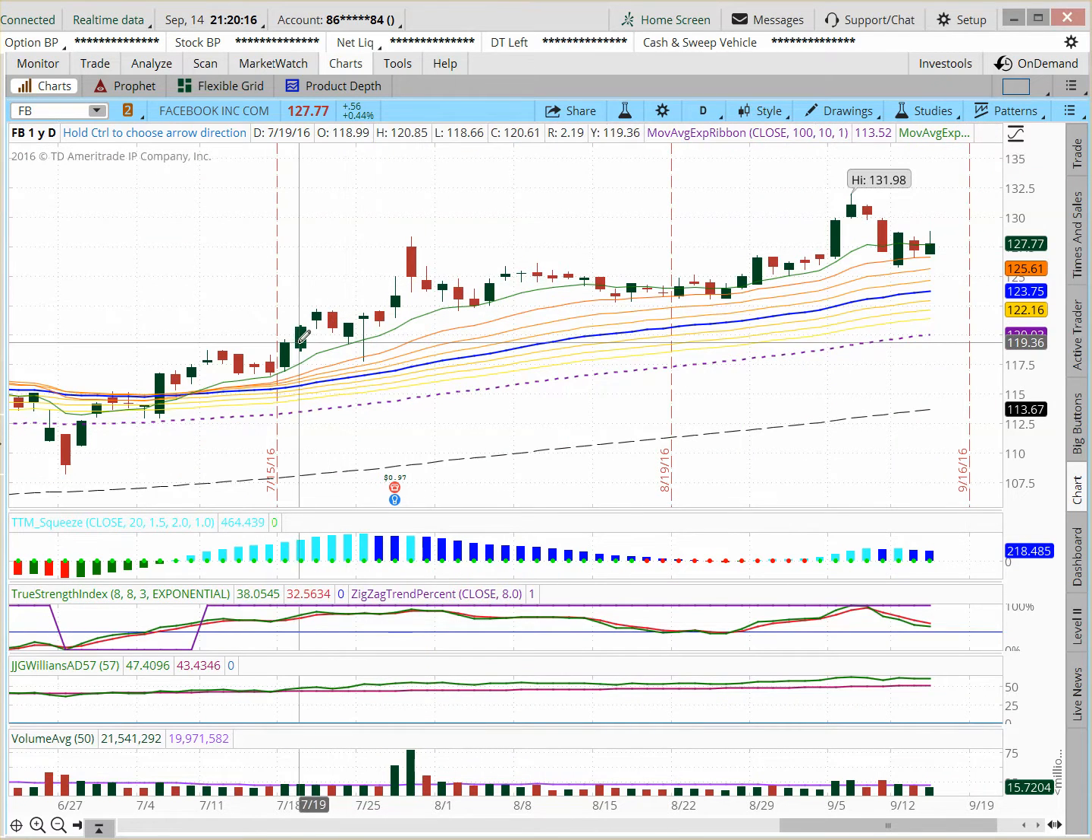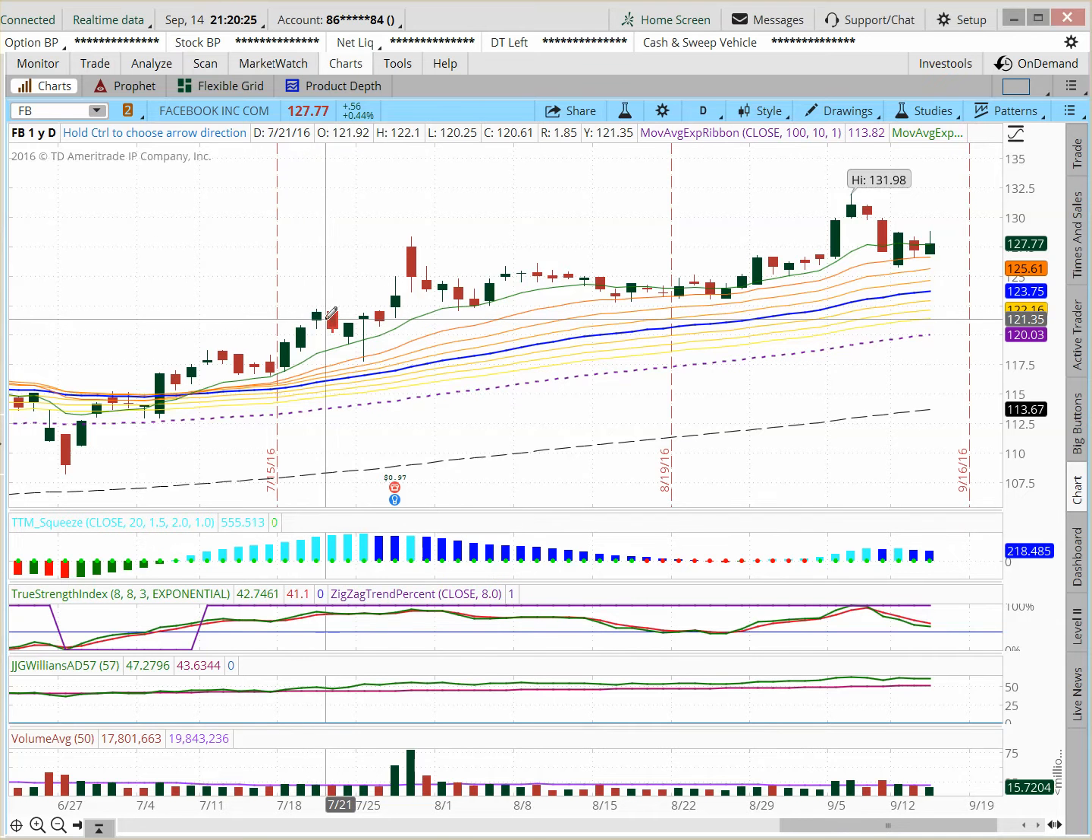Again, green means it opened lower than it closed. So there was a higher close. And a red bar means it opened higher than it closed. So it closed lower. And you will have your tails. You may or may not have tails representing highs and lows of price action during the day.